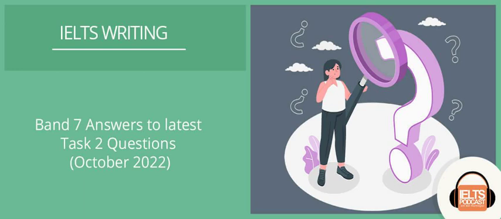Today's question: Some people think that dangerous sports should be banned. Others, however, believe that people should be free to choose sports activities. Discuss both these views and give your own opinion.